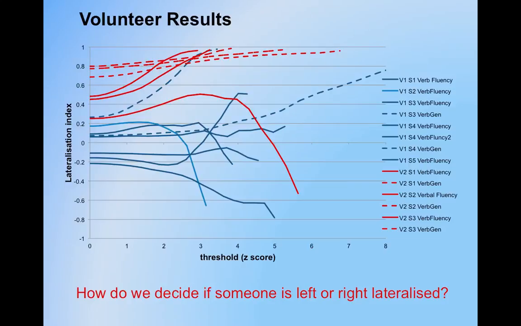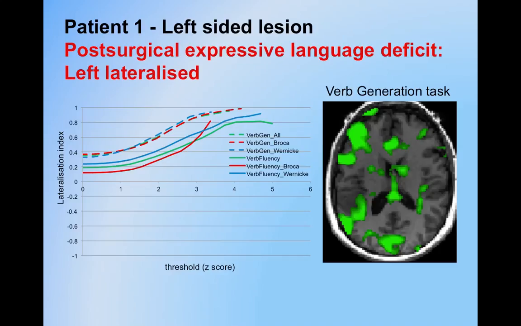Okay, so we've not only tried this on volunteers, we've tried it on patients as well. So here we've got one patient who had a left-sided lesion, so I think this is the lesion down here that happened to be close to their Wernicke's area. They had surgery and actually found that they had a post-surgical language deficit. So this is an ultimate validation that their language was definitely on the same side as their lesion, which is on the left-hand side.